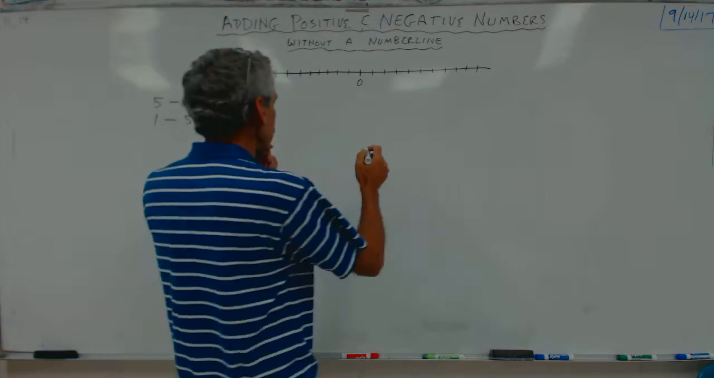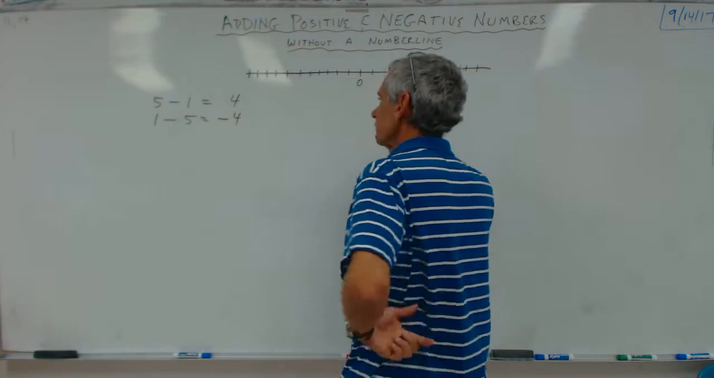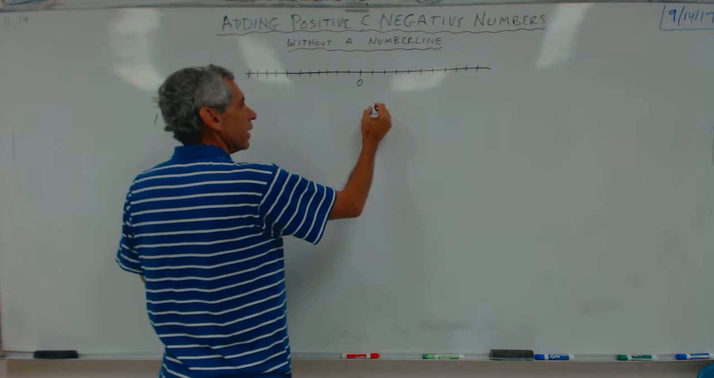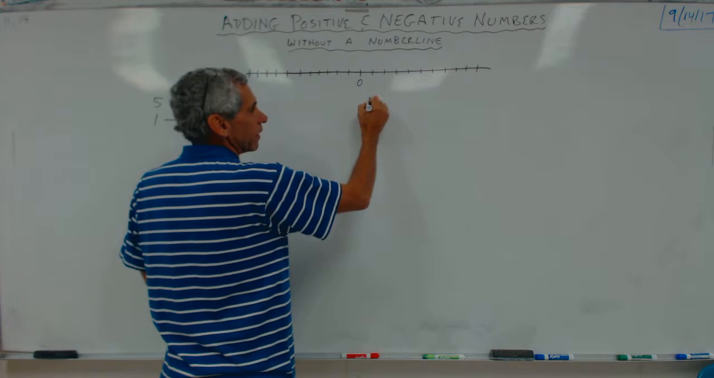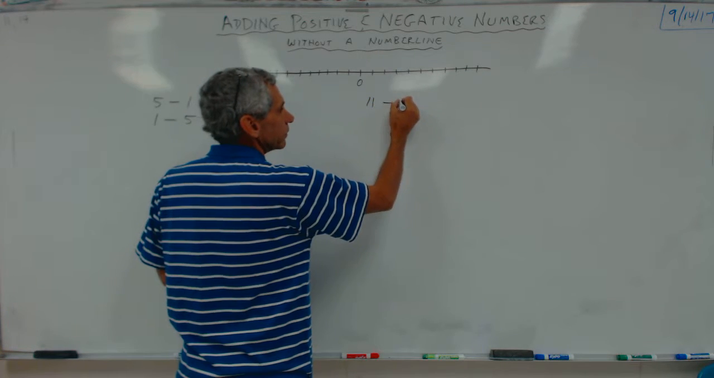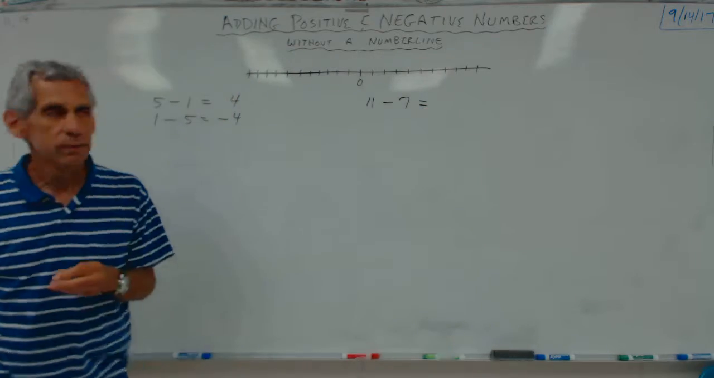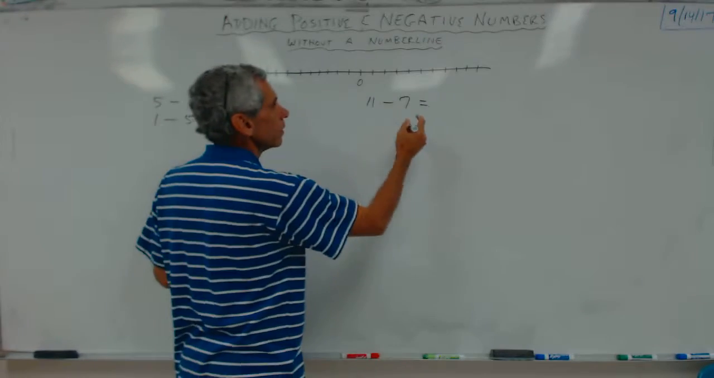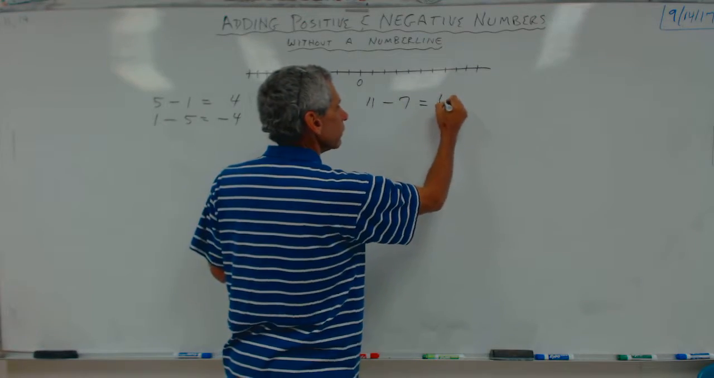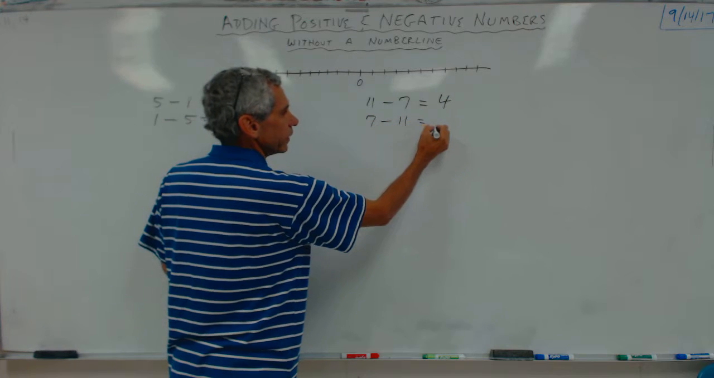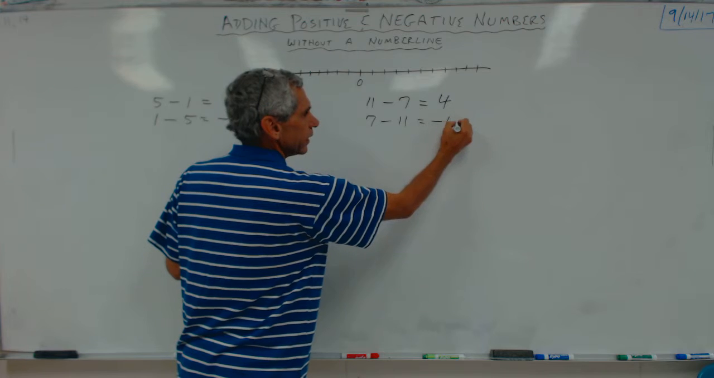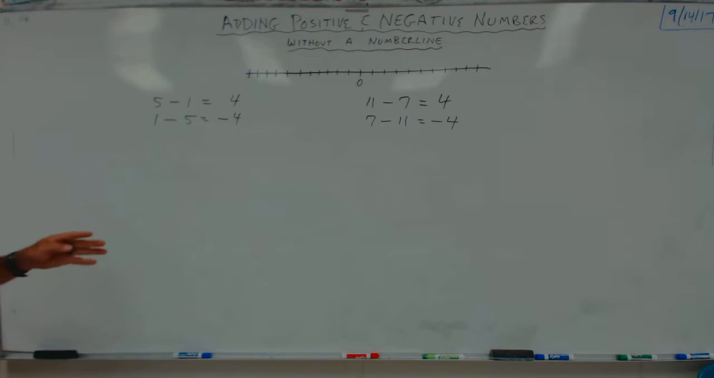Now let's try another one. How about 11 minus 7? What would that be? 4. Okay, good. Then let's try this one: 7 minus 11 is -4. We're looking for patterns here, right?